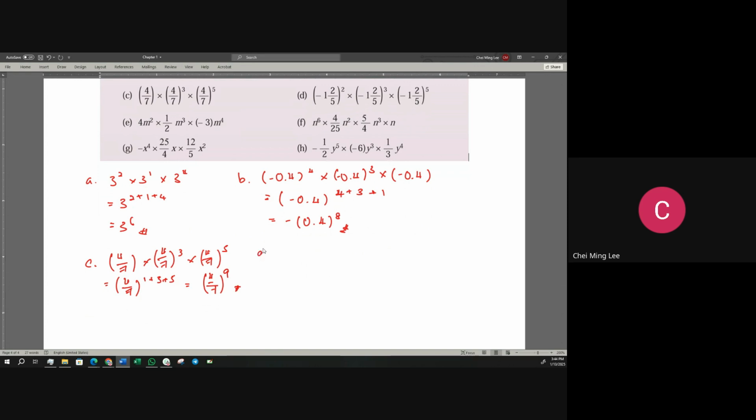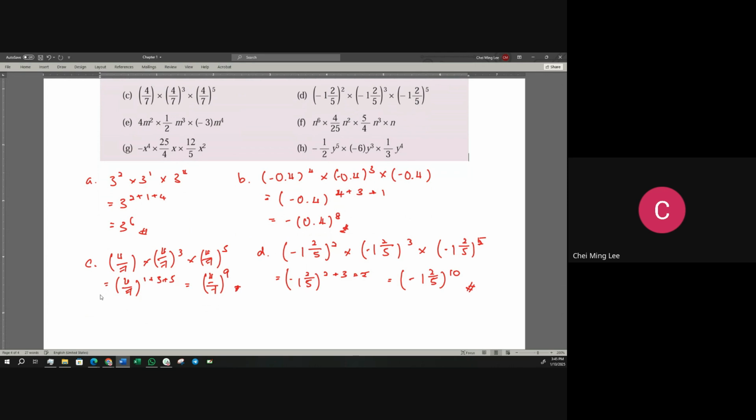Okay, then for D, negative 1 and 2 over 5 to the power of 2 multiplied by negative 1 and 2 over 5 to the power of 3 multiplied by negative 1 and 2 over 5 to the power of 2. So we just add together: 2 plus 3 plus 2, which equals 7. No, it's 5. Oh, sorry. I didn't look at it clearly. Okay, so which is negative 1 and 2 over 5.